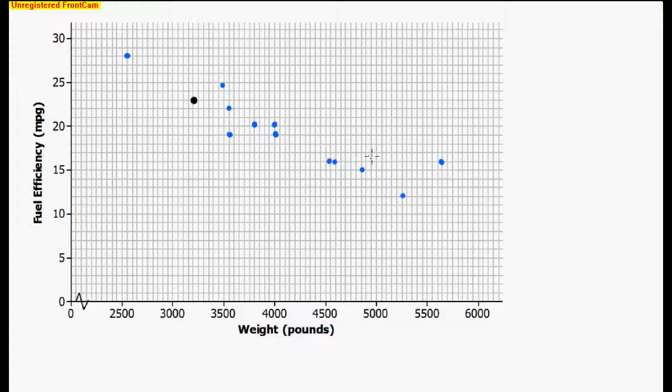Then you have these two that have the same weight, and again, they have different fuel efficiency. Did I say that right? These three have the same weight, but they have different fuel efficiency. So it's just very weird.